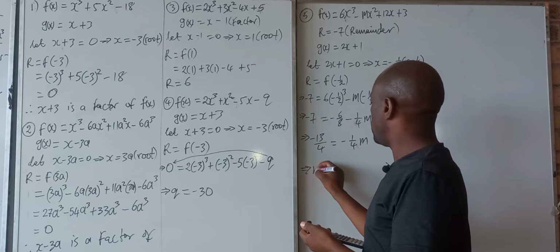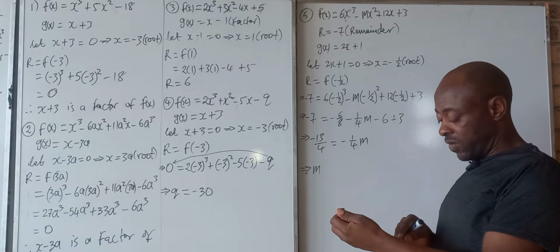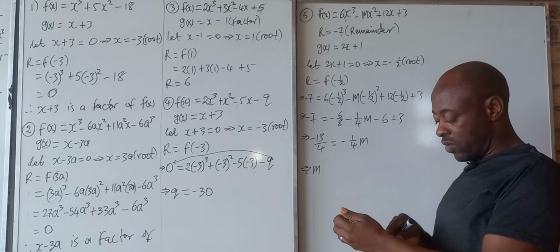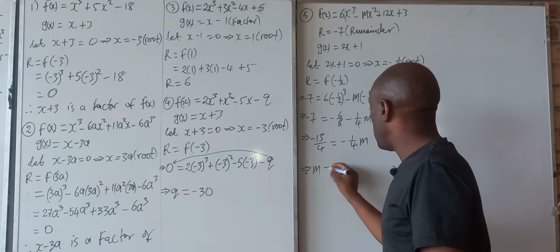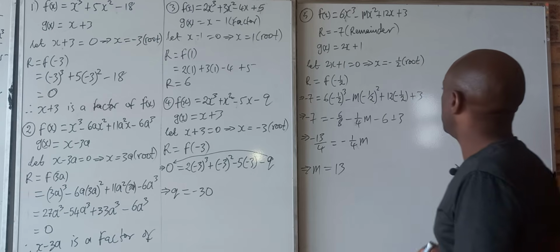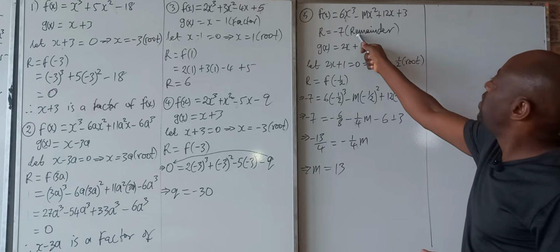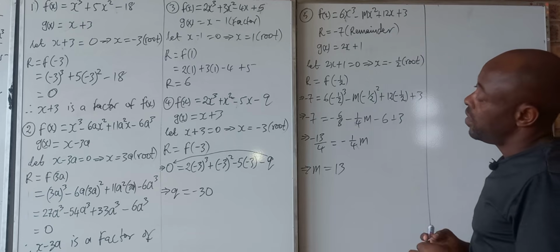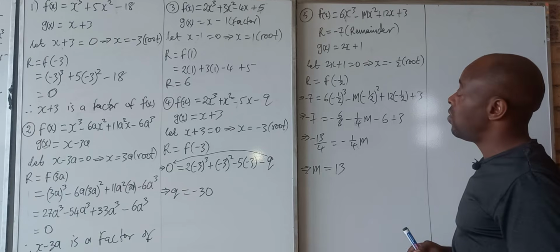So I will now divide both sides by negative 1 over 4. So I've got negative 13 over 4 here. If I divide by negative 1 over 4, that leads me to m being 13. So that is how we've applied our remainder theorem, just like we did with the factor theorem for the previous one.